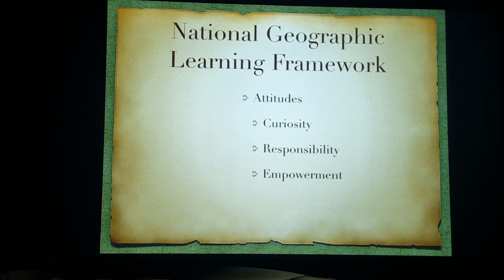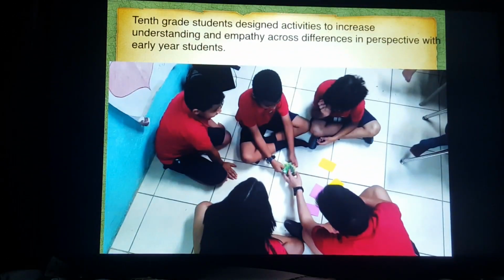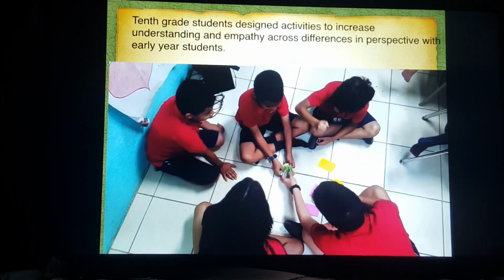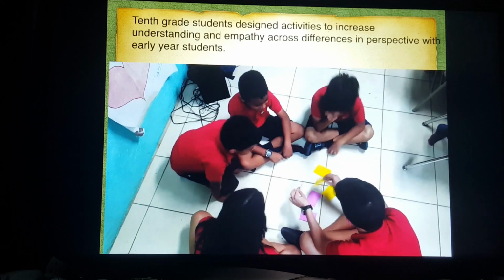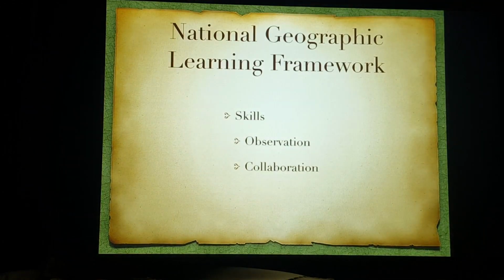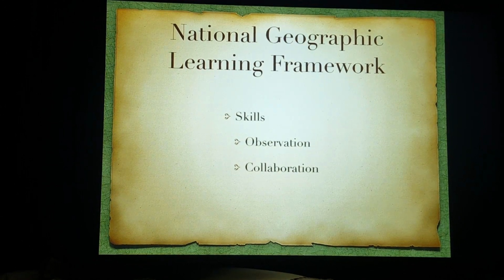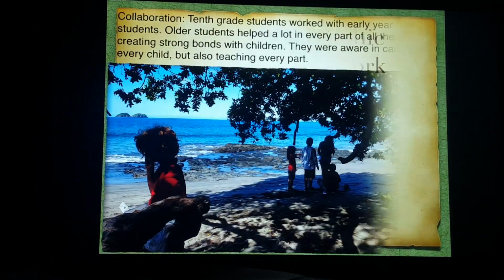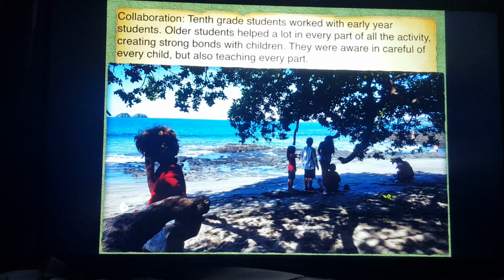What happened with the learning framework of National Geographic, for example, attitudes related with curiosity, responsibility, or empowerment? 10th grade students designed activities to increase understanding and empathy across differences in perspective with early year students. Related with the skills, for example, observation and collaboration. This project focused a lot on collaboration.